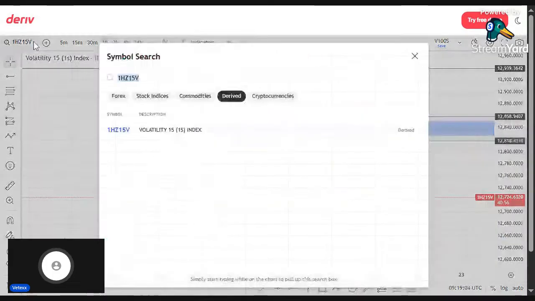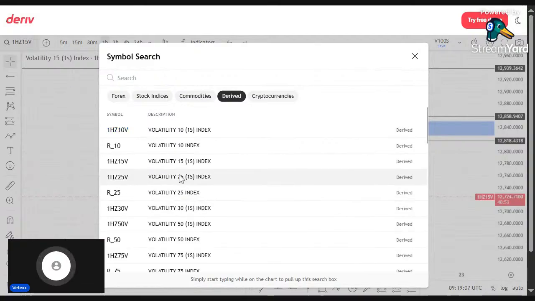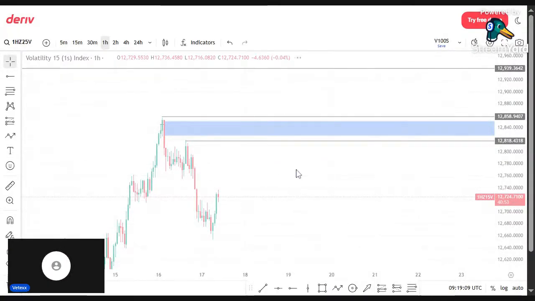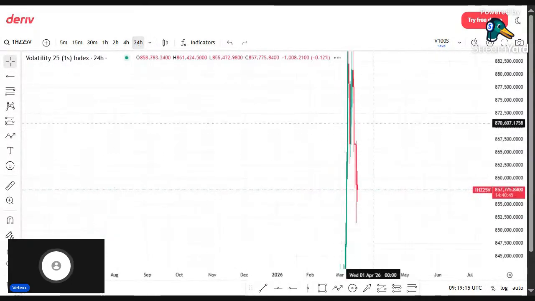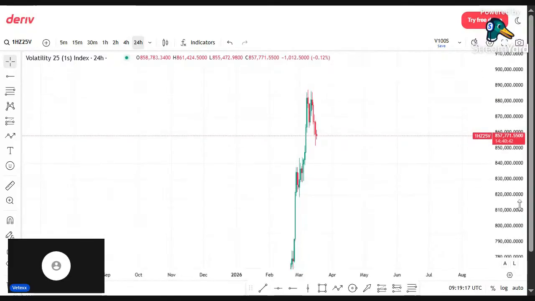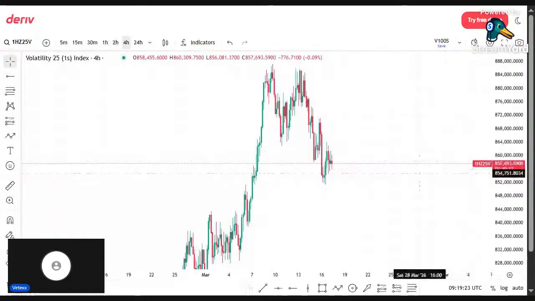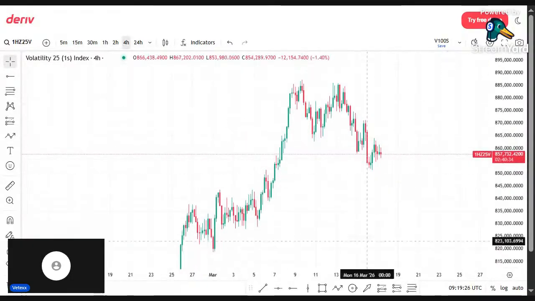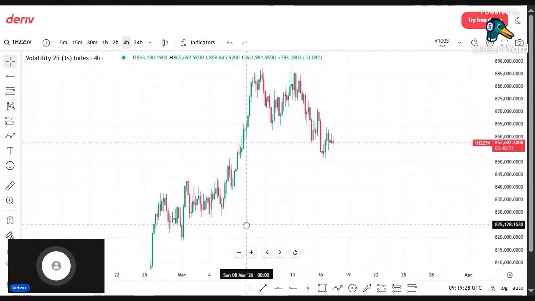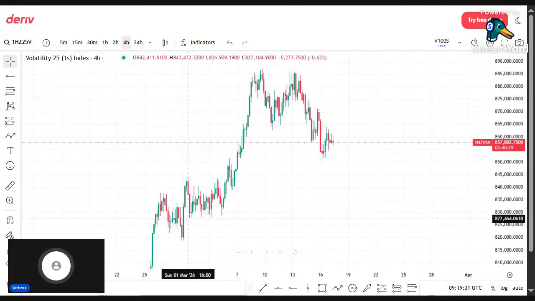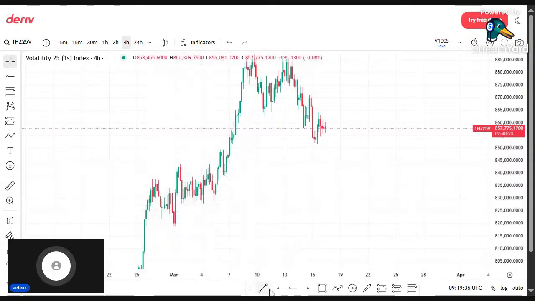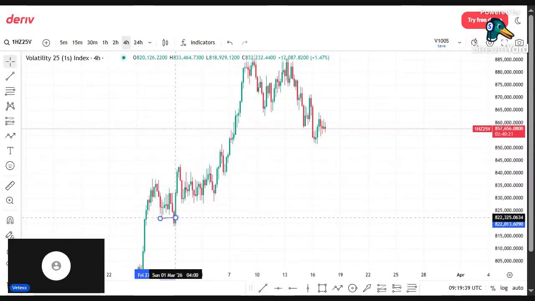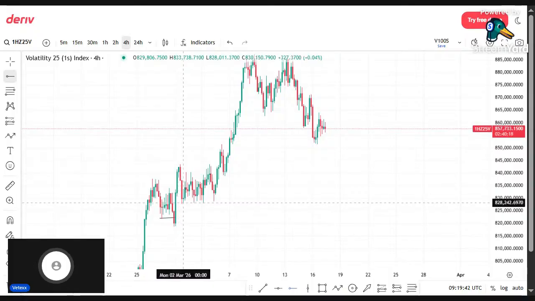So the next pair I'm going to be checking is V25-1S. On the 24-hour time frame, V25-1S is bullish. On the 4-hour time frame, what do we have on V25-1S? Is it bullish? Is it bearish? Clearly, you can see that V25-1S gives us a bullish structure, which is here. So we have a sweep of liquidity. We have our structural liquidity here.